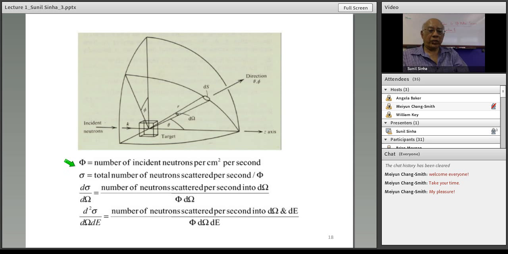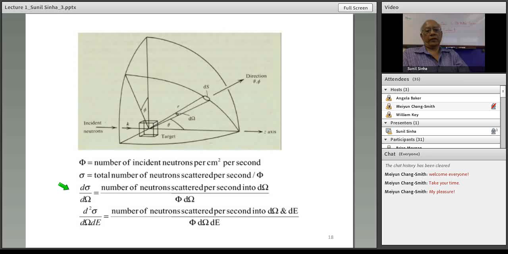I should have defined this. Phi is the number of incident neutrons per square centimeter per second falling on the sample. That's called the neutron flux. So phi is the neutron flux. The total cross-section is the total number of neutrons scattered in all directions, regardless of solid angle, per second per incident flux. So we divide that by the incident flux, and that's the total cross-section.